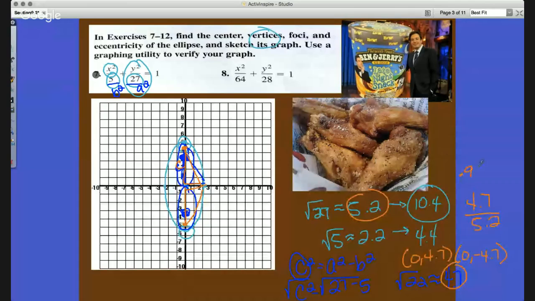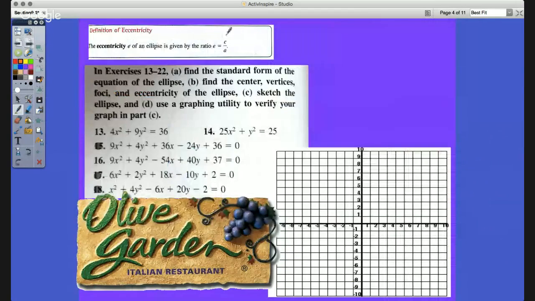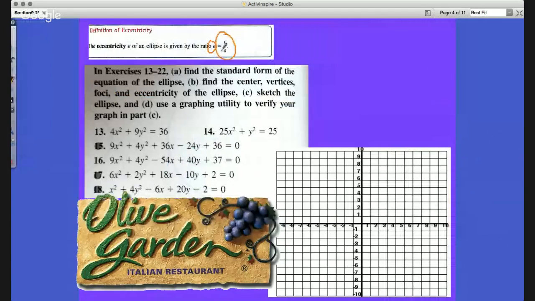And it's used for like planets, orbit, that sort of thing. I don't think I'm going to really ask that on the test, but it is on the homework, so in case you need that there. I'll leave it at that. You see the formula here, so if you just divide C over A, that's how you get your eccentricity there.